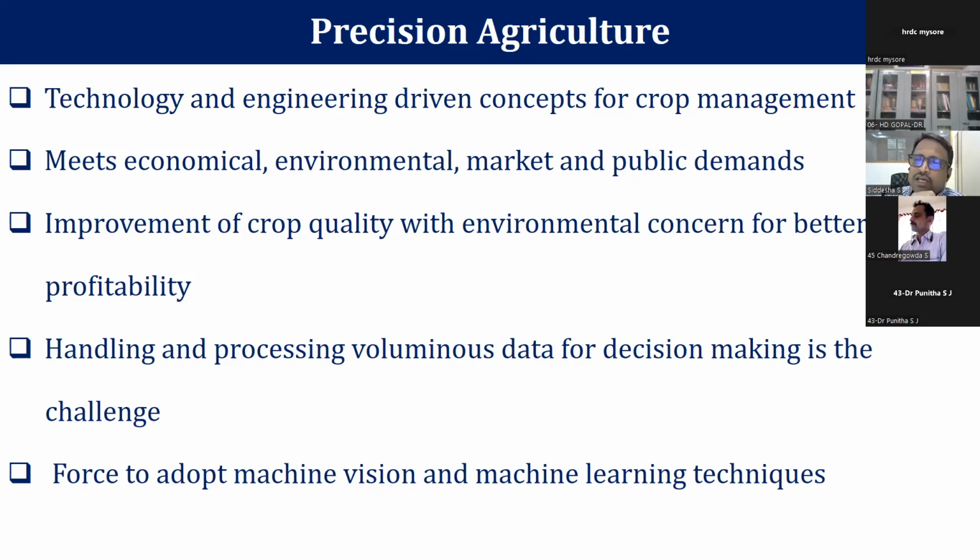Precision agriculture's main aim is to meet economical, environmental, market, and public demands. As I mentioned earlier, since the population is growing and a lot of urbanization is happening, agricultural land is diminishing day by day.